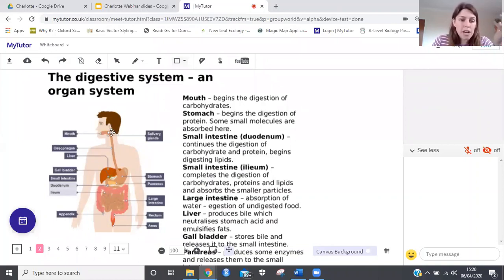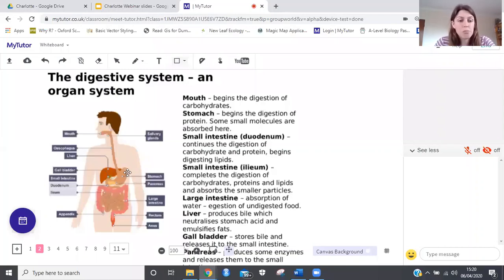The food then passes down our esophagus and into our stomach, and our stomach is where we begin the digestion of protein as well, and we start to absorb some of the molecules. The stomach has stomach acid in it, which helps to break down a lot of materials as well. So it's quite an acidic environment.